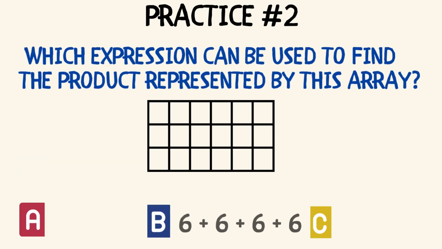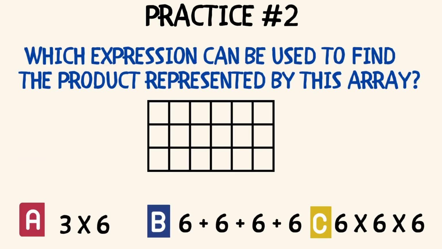Which expression can be used to find the product represented by this array? Is it A? 3 times 6. B? 6 plus 6 plus 6 plus 6. Or C? 6 times 6 times 6. The correct answer is A, 3 times 6. You can count that there are 3 rows and 6 columns in this array.